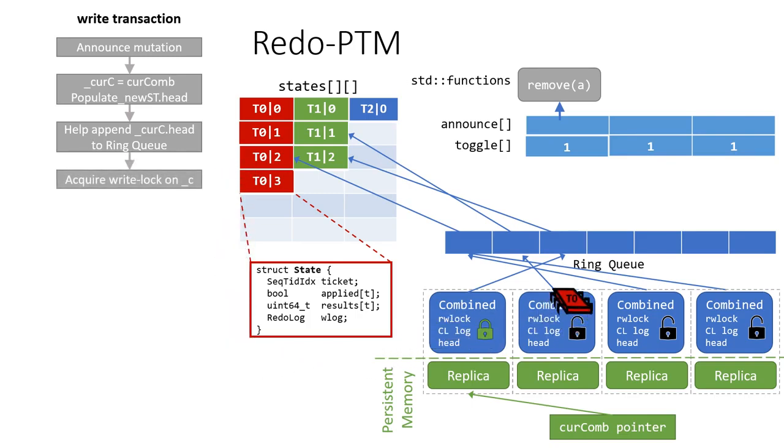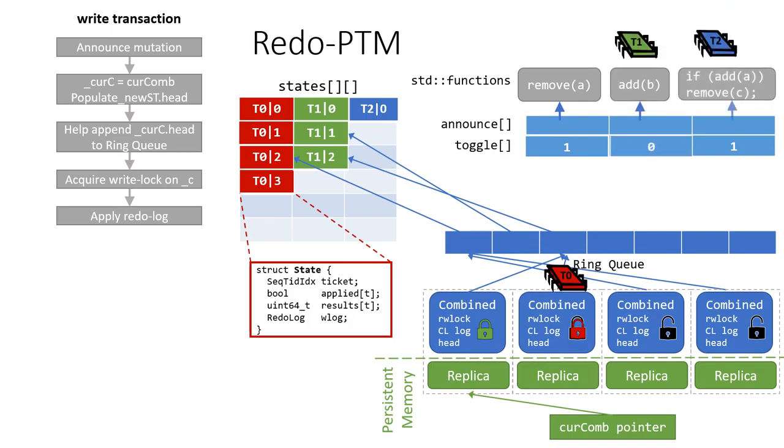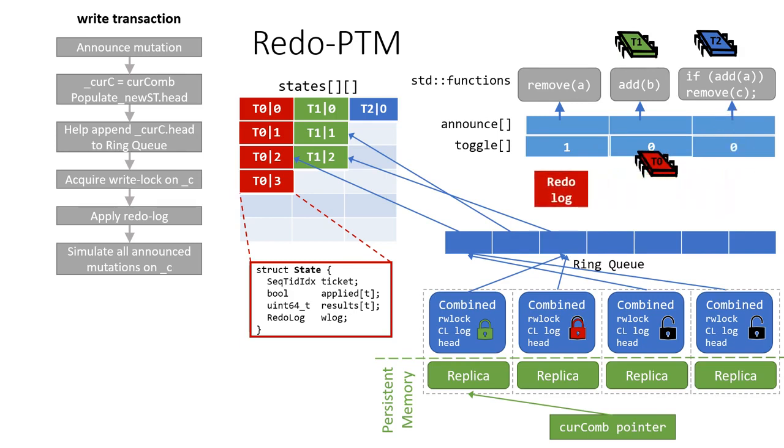Then it will search for an unused Combined instance and it will acquire its write lock to gain access to its corresponding replica in persistent memory. Then it will apply the redo log so that it brings it up to date to be similar to the replica to which the curComb pointer is pointing, and in the meantime other threads may arrive and publish their own operations. Then it will aggregate all the operations and simulate them on the replica in place, and at the same time create an undo and redo log. This redo log is saved on its own state entry.